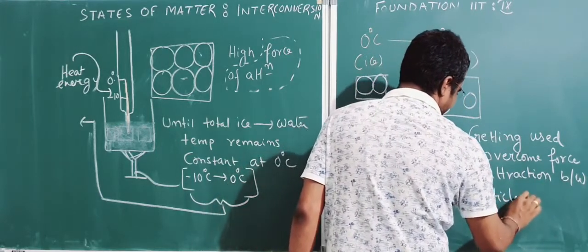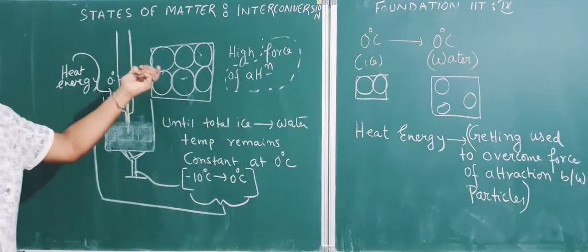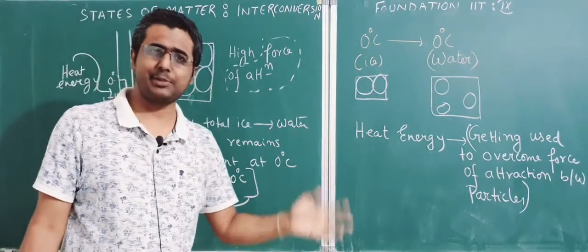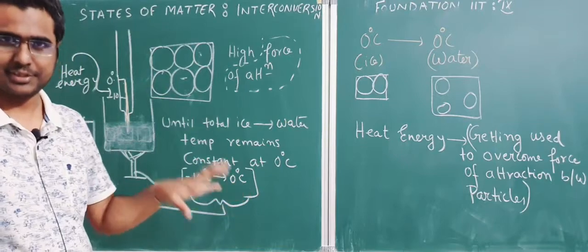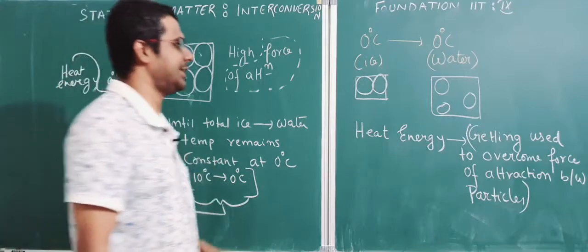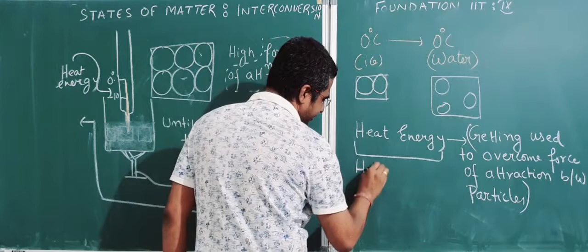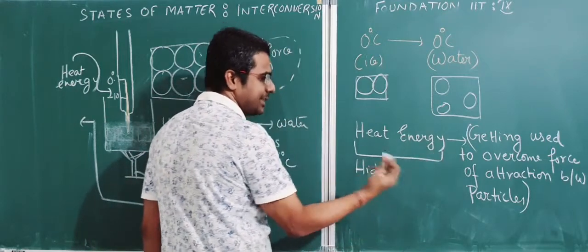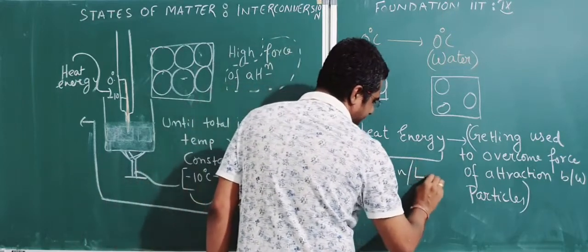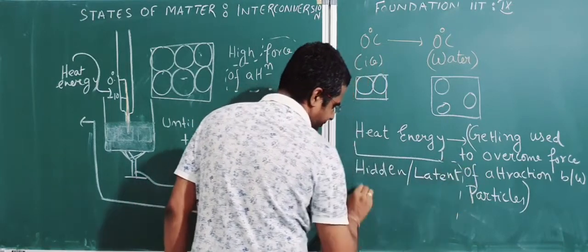So this is to overcome the internal force of attraction between particles, something that is not visible to your eyes or you cannot sense because it is not temperature. You cannot sense it, it is internal. That is why this heat energy is called either hidden, because it is hidden inside the molecules, inside the matter, or latent heat.